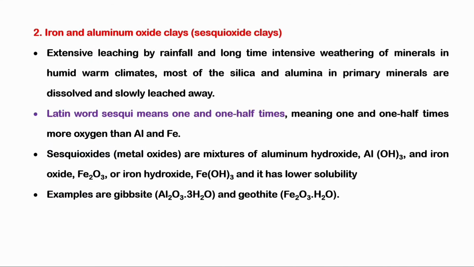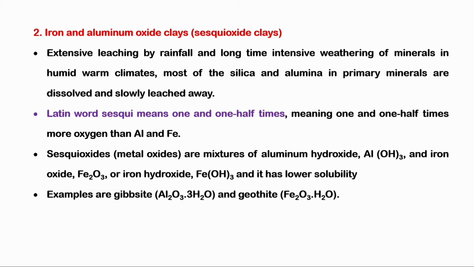Second type of soil colloid is iron and aluminum oxide clays. Here most of the silica and aluminum in minerals are dissolved and leached by rainfall. Sometimes it may be due to intensive weathering of minerals. Sesquioxide, derived from the Latin word sesqui, means one and a half times. That means one and a half times more oxygen than aluminum and iron.